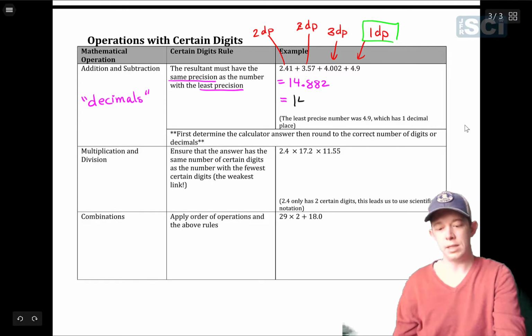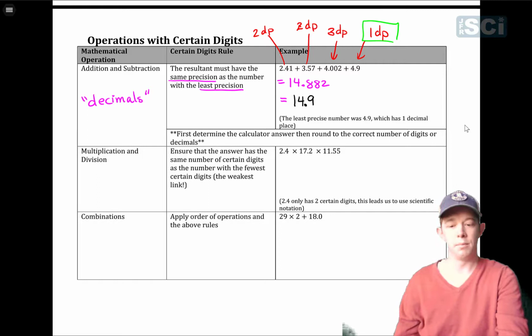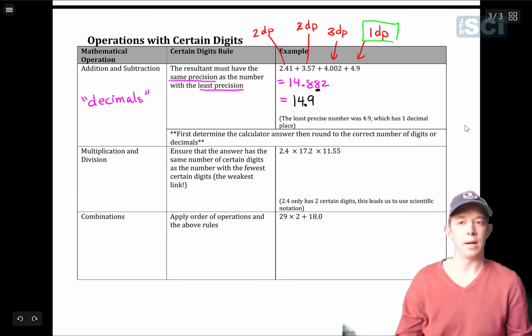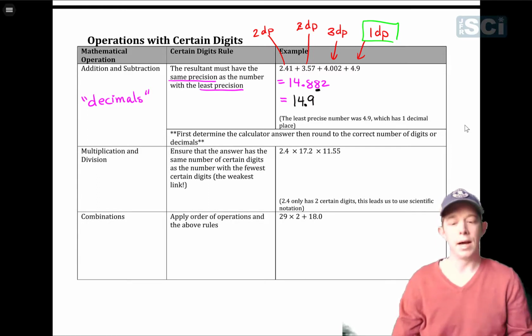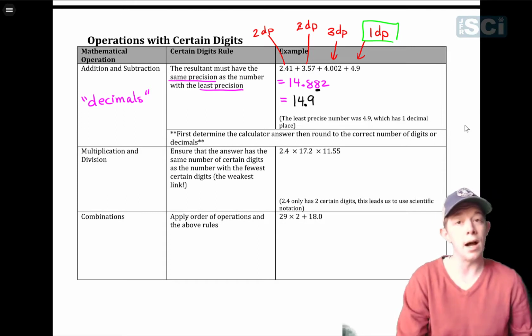So that means 14.9, because this 8 would actually be the 1 decimal place, but I look next door to make sure that I'm not rounding up or down. In this case, I'm rounding up. So my answer would be 14.9.